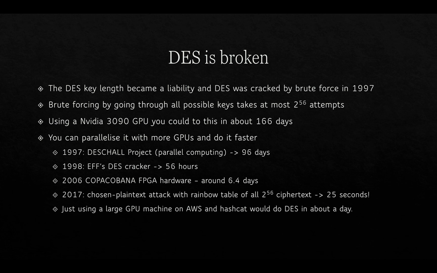But if you know the plain text and you encrypt that using the cipher that you're trying to crack, you can do what is called generating a rainbow table. You pre-generate all 2 to the 56 different versions of ciphertext from that example plain text. Then if you get some new ciphertext, you can just look it up in the rainbow table, and that takes about 25 seconds. Just using a large GPU machine on Amazon Cloud, AWS, and a program called Hashcat, you could crack DES in about a day. So it is not secure by any means.